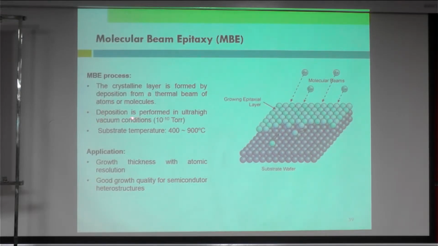Deposition is performed in ultra-high vacuum conditions, so 10 to the power of minus 10 torr, and the substrate temperature is 400 to 900 degrees Celsius. In terms of application, growth thickness has atomic resolution. So a very thin and precise layer can be deposited, with good growth quality for semiconductor heterostructures.